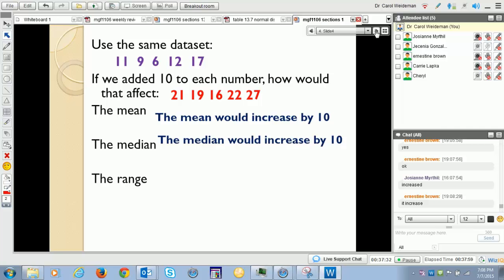How about the range? If you remember before, the range was also 11. Okay, the range doesn't change, nor does the standard deviation. Okay, and if you want to, after the chat, you can check it yourself.